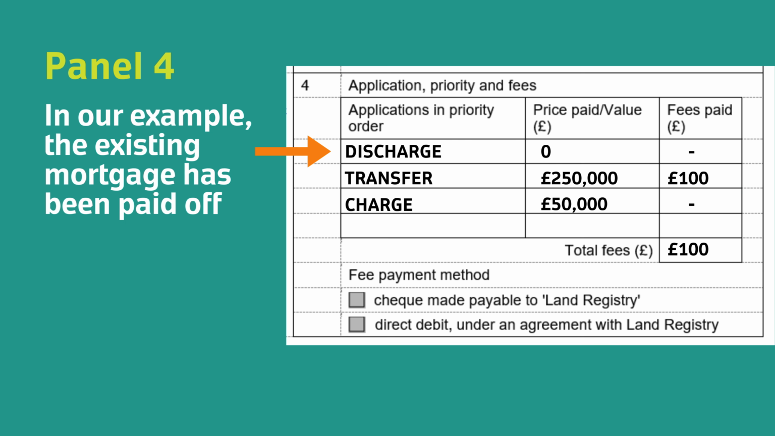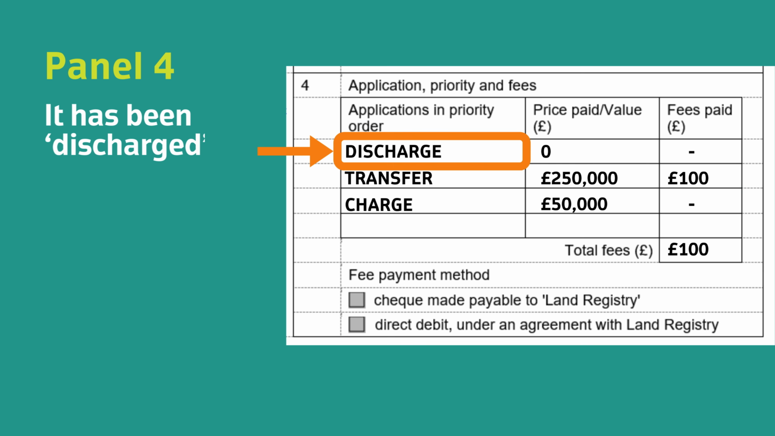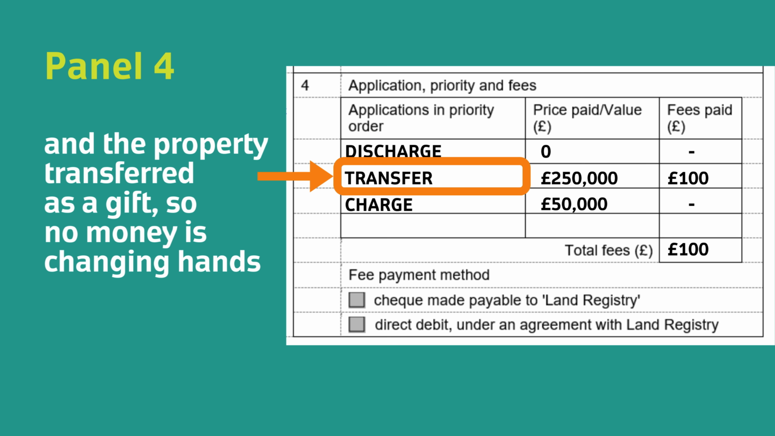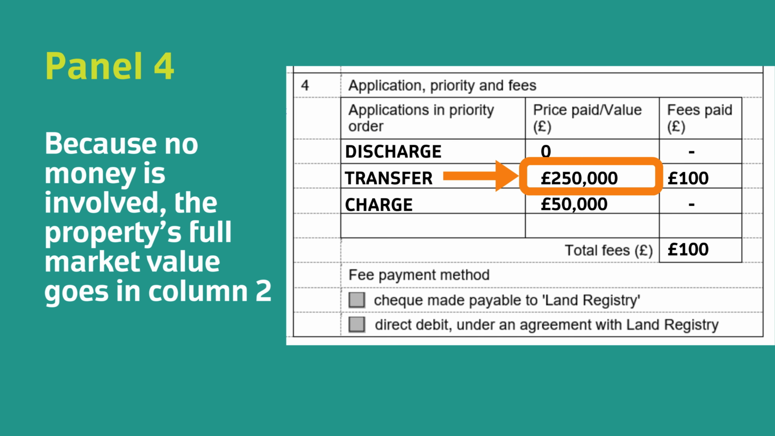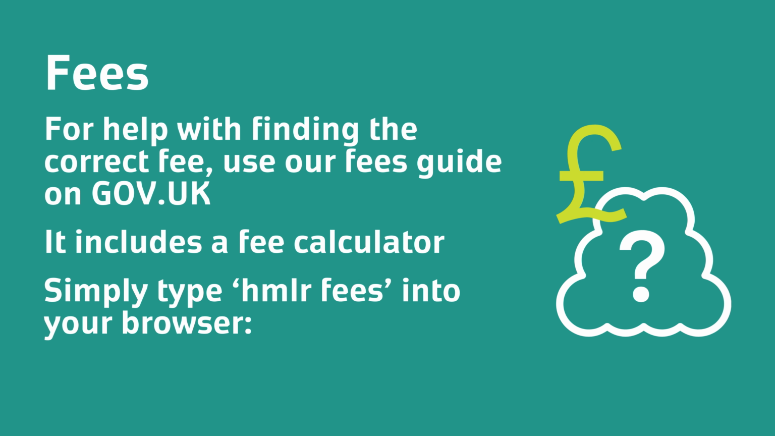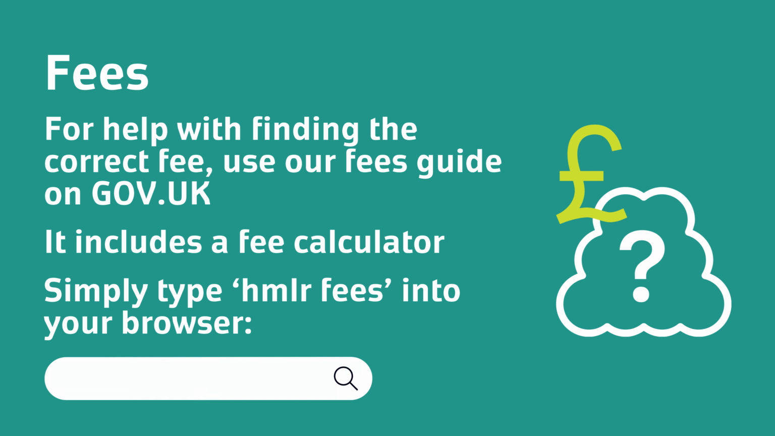In our example, the existing mortgage has been paid off, or discharged, and the property transferred by way of gift. As no money has changed hands, enter the full market value of the property in the second column. For help in finding the correct fee, use our fees guide on gov.uk. The guide includes a fee calculator, which may help. Simply type HMLR fees into your browser.